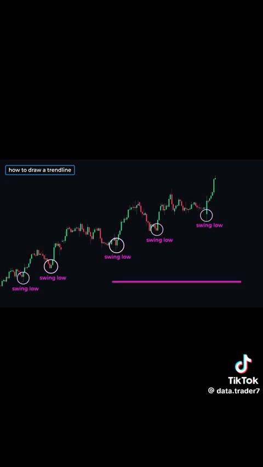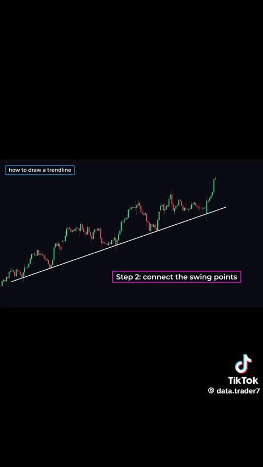So, once you've identified them, simply draw a straight line connecting them. So that's going to be your trend line.